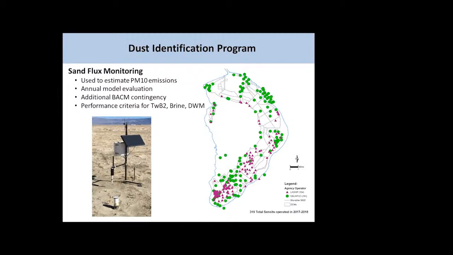It's evolved to become a performance criteria for specific types of BACM, including tillage, brine, and dynamic water management. And currently there are about 300 sites across Owens Lake that are used both in monitoring areas that might need additional controls as well as the performance criteria for areas that are currently under control. And sites are operated by both the city and the district.